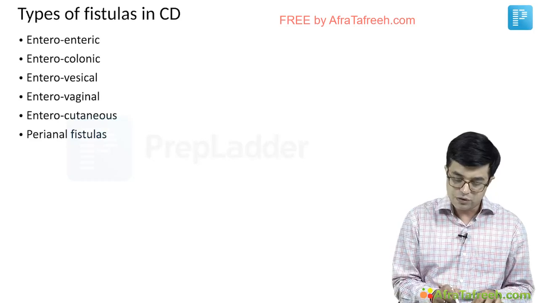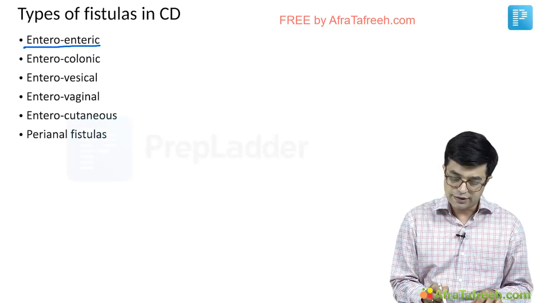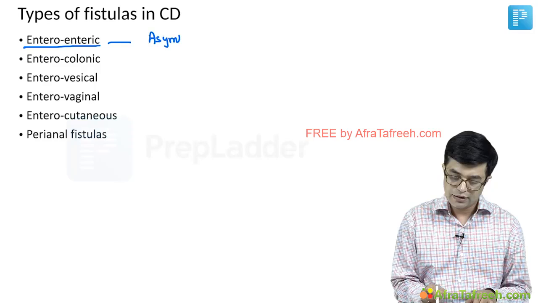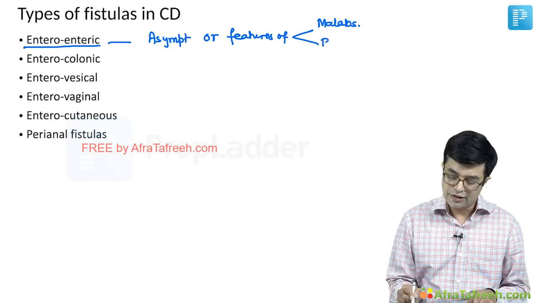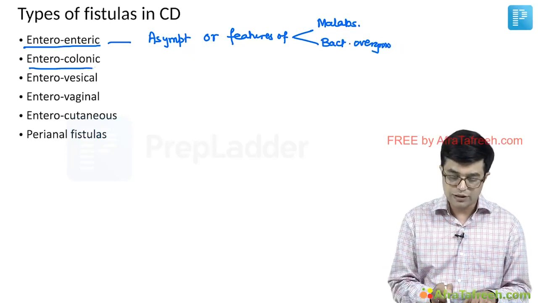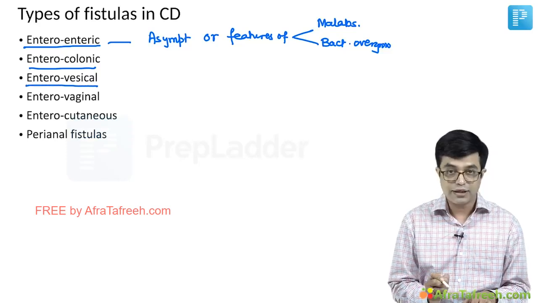The first is enteroenteric type of fistula. Enteroenteric ones are commonly asymptomatic, or they may produce features of either malabsorption or bacterial overgrowth. Next is your enterocolonic fistulas which have been described. Third variety is enterovesical fistulas.